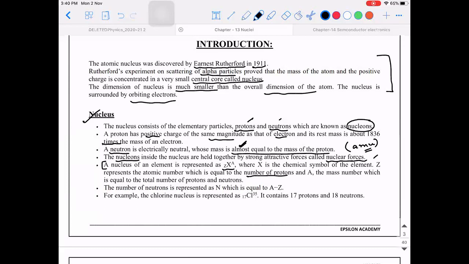So the mass number signifies what? It is equal to the total number of protons and neutrons, which are collectively called nucleons. Okay. Then what about the number of neutrons?